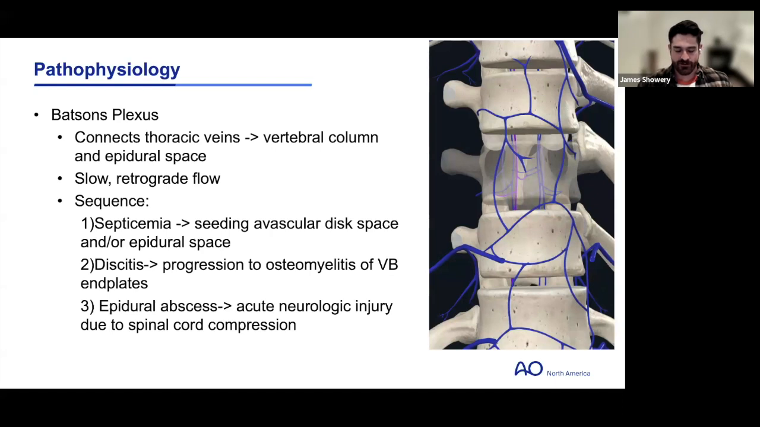And then at the same time, or in sequence, a patient can develop an epidural abscess, which becomes more of an urgent condition to treat.